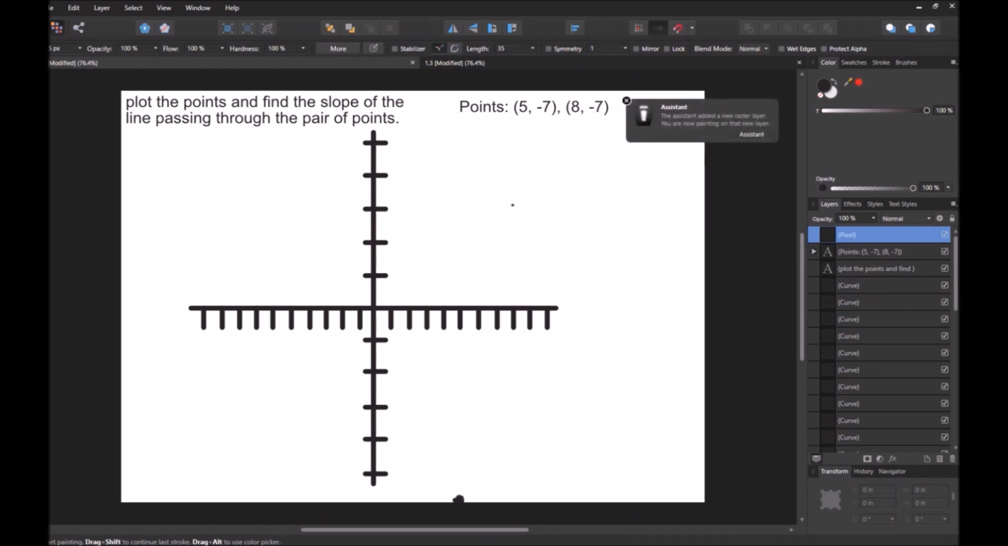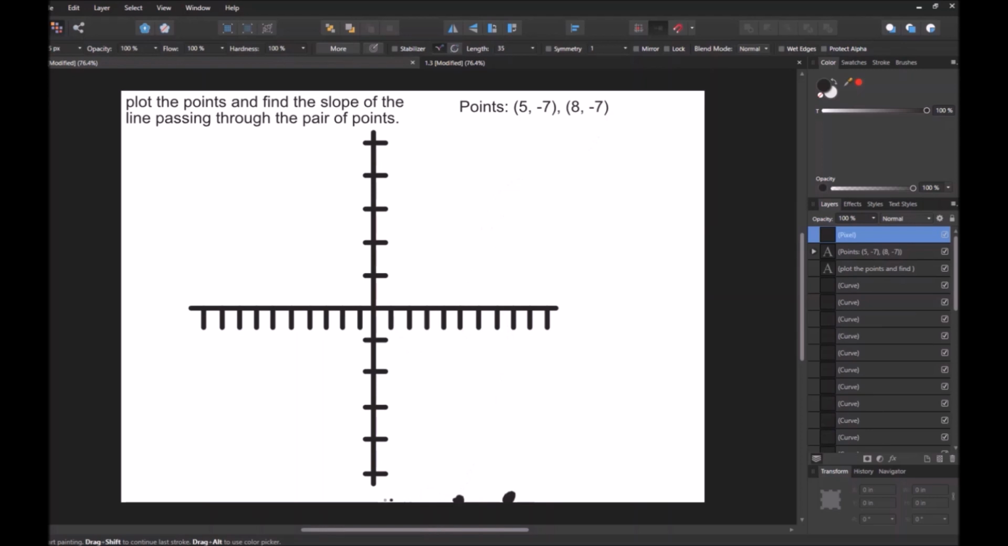And then our next set of points are 8 and 8, negative 7. So we're going to go to the right of the origin by 8. So we're going to go 1, 2, 3, 4, 5, 6, 7, 8, and down.